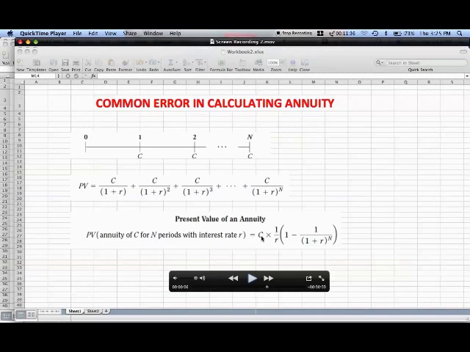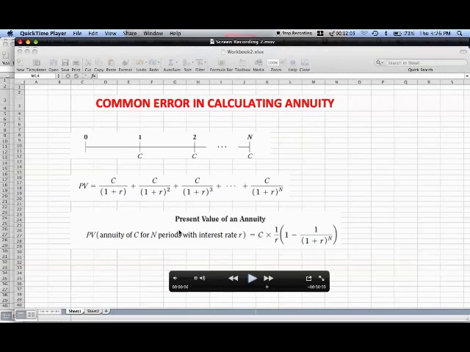This short formula is quite old, because the astronomer Edmund Halley gave us this formula back in 1761. Hopefully you get familiar with this formula. Of course, Excel helps us a lot to calculate the present value of the annuity, and we're going to also touch on the Excel formula.